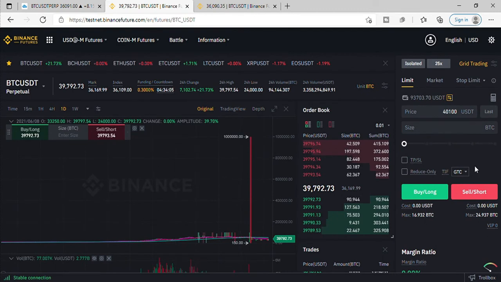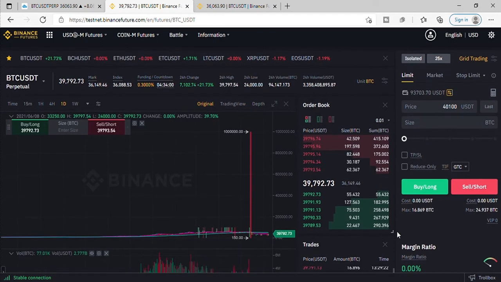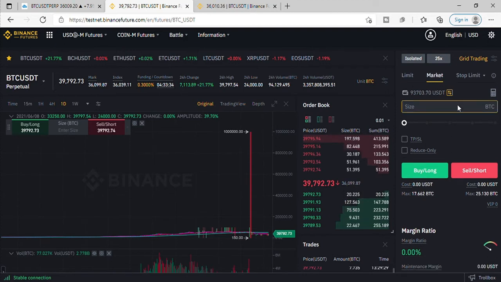So once I've entered that position, it will be placed, and once Bitcoin actually reaches that price of 40K, 40,100, that is when my order will enter through the market, and I will either start making money or losing money depending on what direction the market is going. Okay, so limit is when you set the price yourself, and you will only enter the market when the price reaches that price.